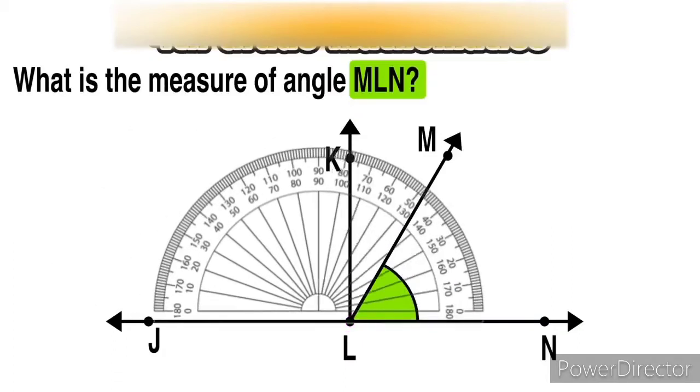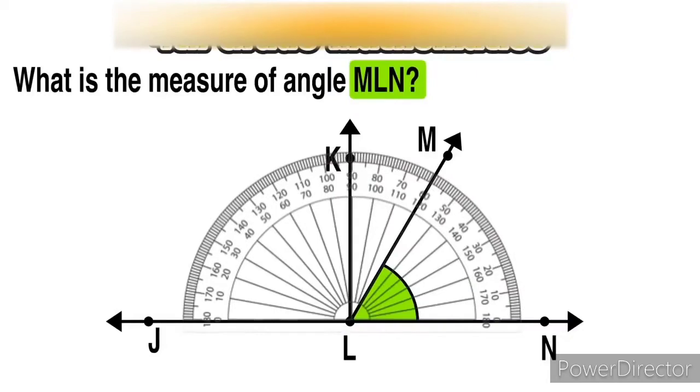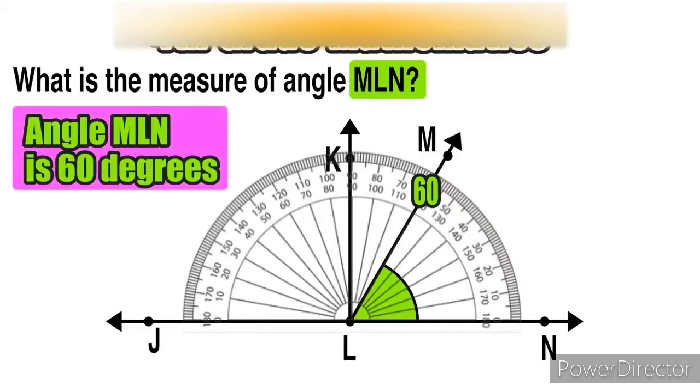So again, we align that center marker with the vertex point, and we also want the flat horizontal portion of the protractor perfectly aligned with the bottom line, our bottom ray that makes up our angle. So now we can use the top ray, in this case the line that starts at point L and goes through point M, and see what measurement it is aligned with on the protractor. So the protractor shows us that angle MLN has a measure of 60 degrees. So our conclusion is that angle MLN is 60 degrees, and we are finished with this question.